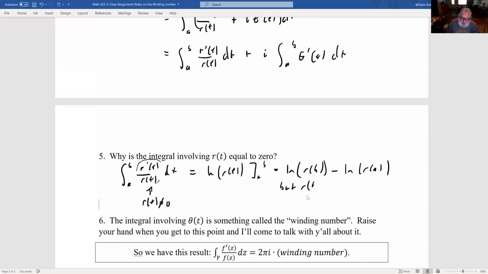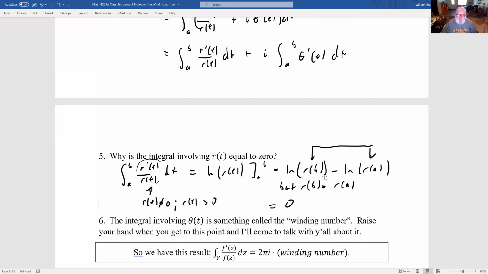But we had a closed path. So that means r at the end and r at the beginning are both the same, so it gives me 0. Also, r of t is strictly greater than 0 because it's the distance from the origin. Right, so all these integrals are nicely defined.